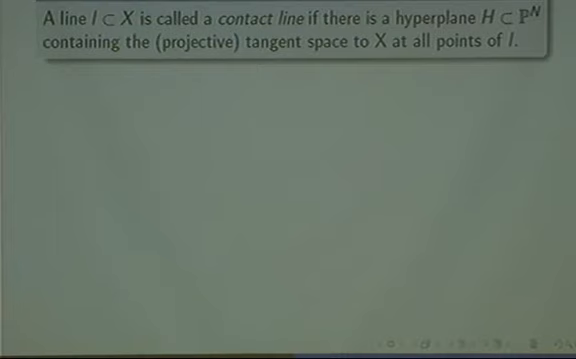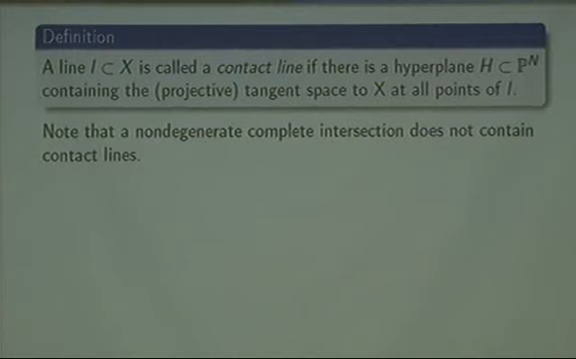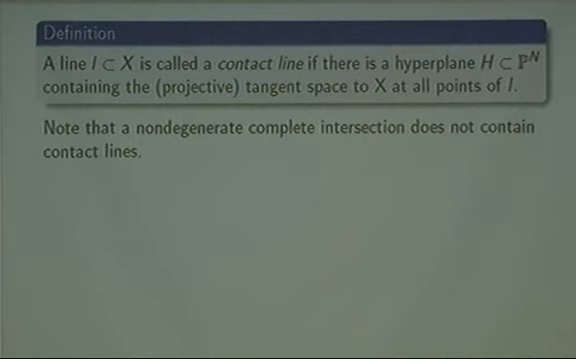Now, this is a rather trivial remark, but it has some meaning in the context, namely that a complete intersection never contains such contact lines. The reason is that the normal bundle twisted by minus one of a complete intersection is ample. So its restriction to the line should also be ample. On the other hand, being contact means that there is a section in the dual. So over a curve, an ample vector bundle has no sections in its dual, right? So that's a proof of this remark.